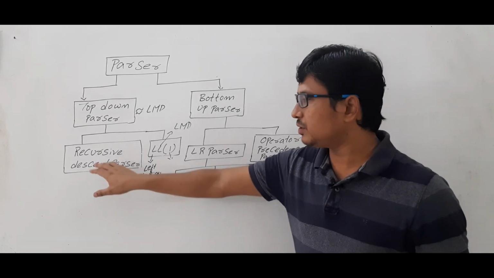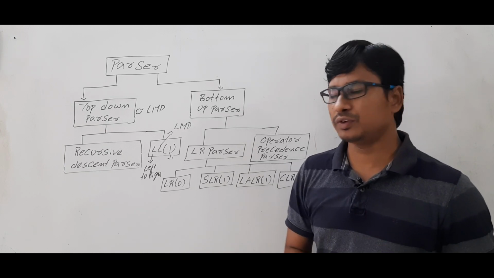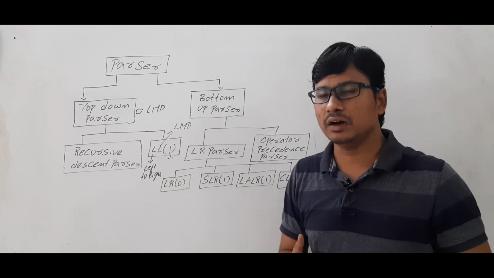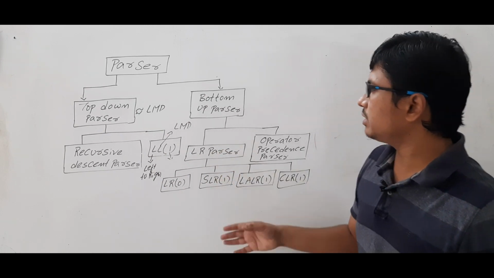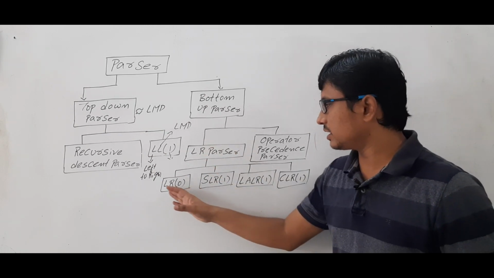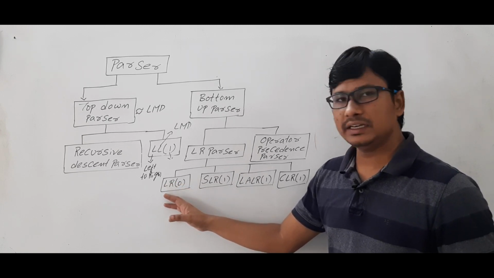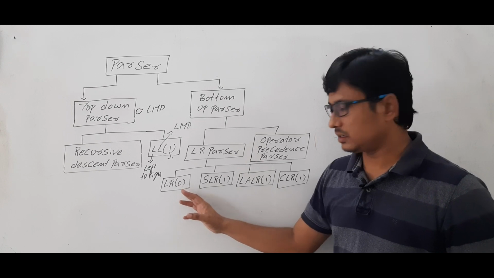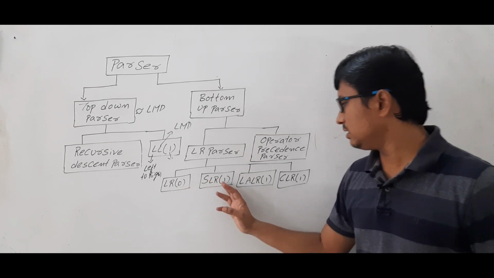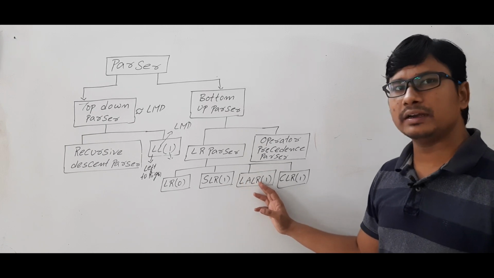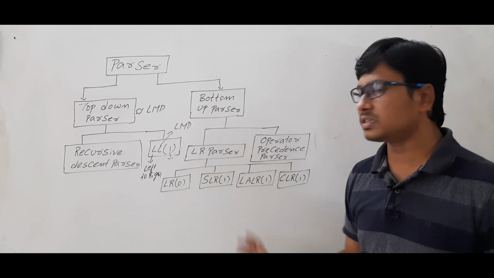In the next video, I will discuss what a recursive descent parser is, with a few examples. Then we will go for the LL1 parser with a few examples. Then we will go for the LR parser. Here LR means left to right parser. This is simple LR, this is look ahead LR parser, and this is canonical LR parser. All these things I will discuss.